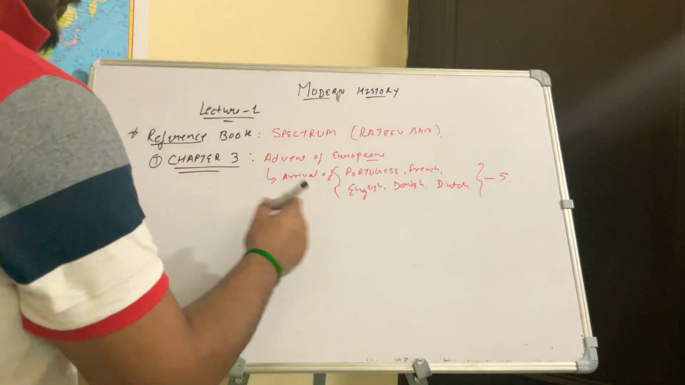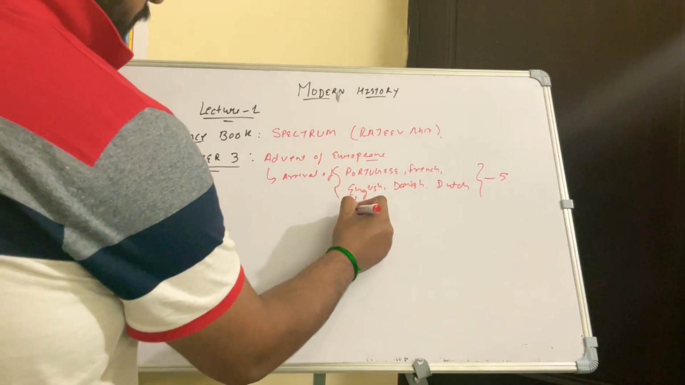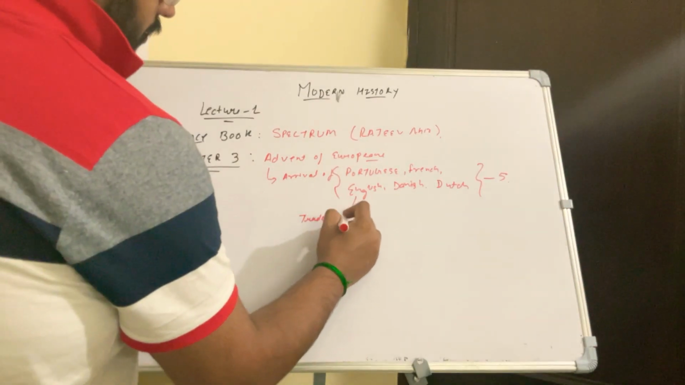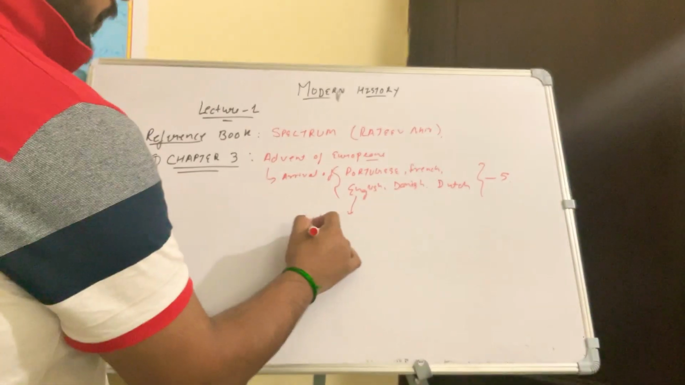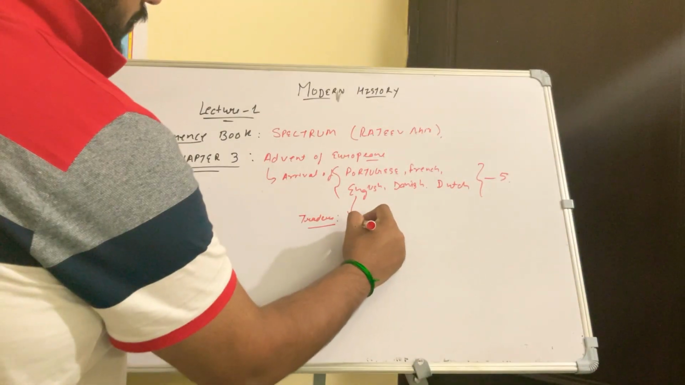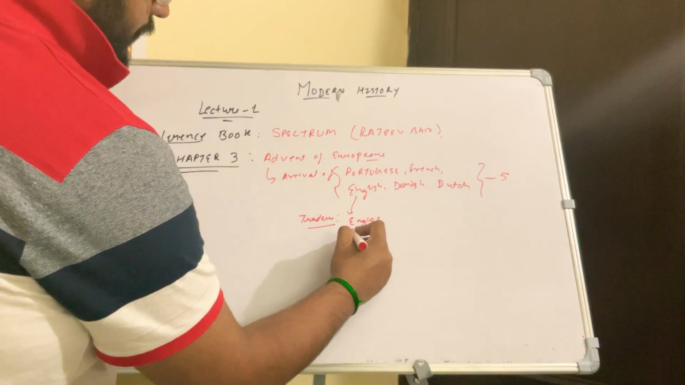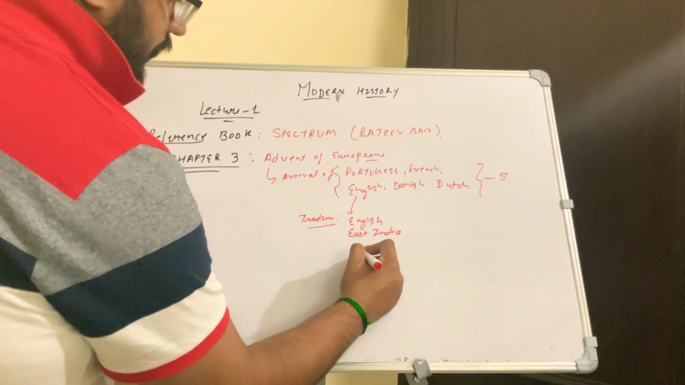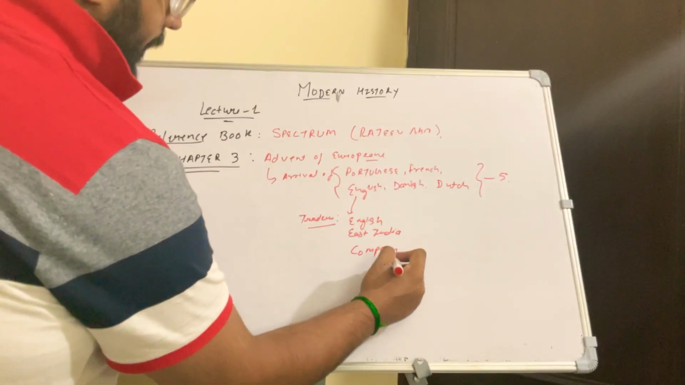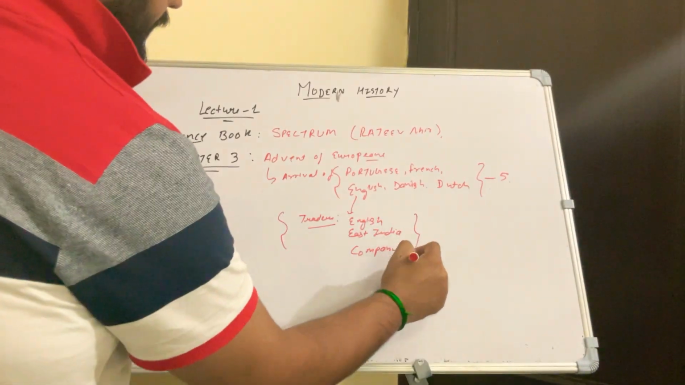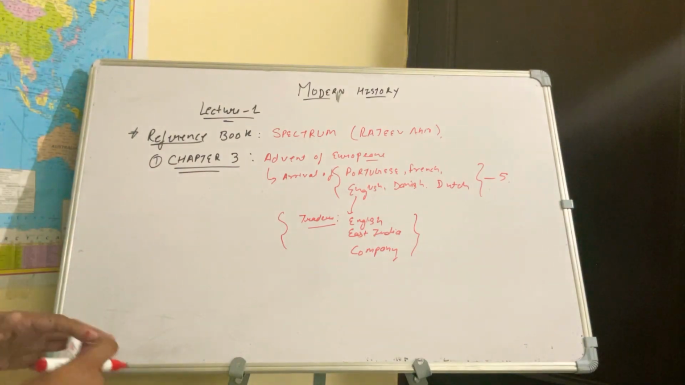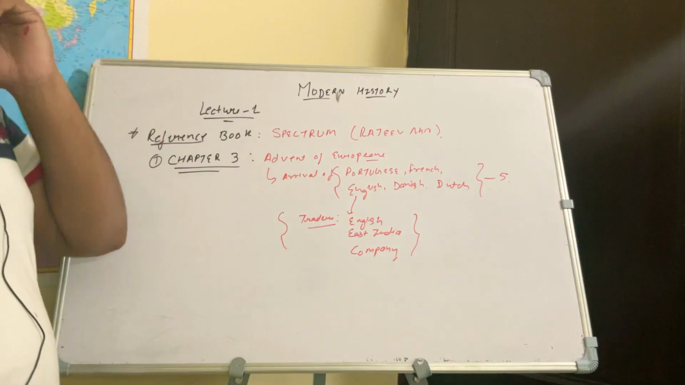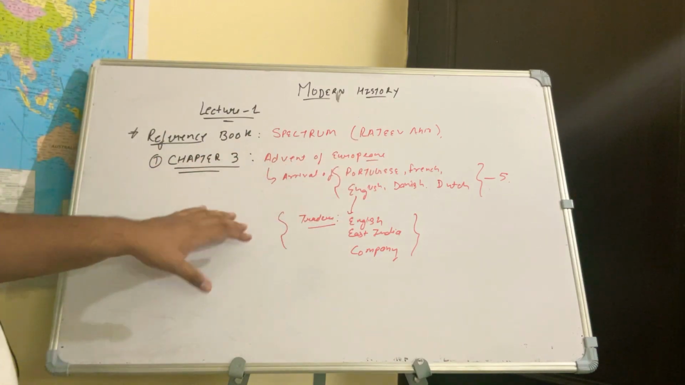Initially the English came as traders. Many of you must be knowing about the English East India Company. So we'll study about them, the rivalries between English and French, the different Carnatic wars, the Anglo-French rivalries, and how they established themselves.